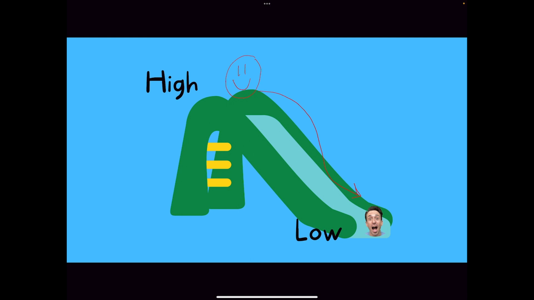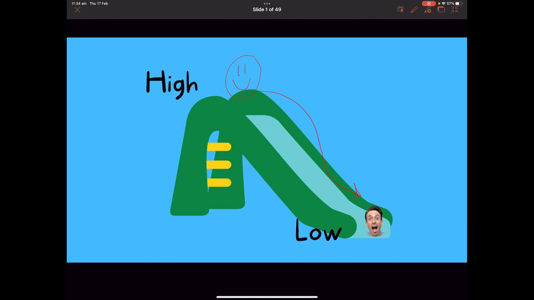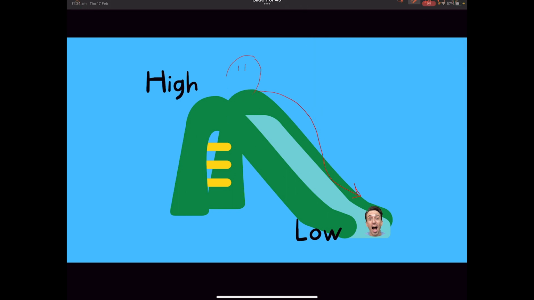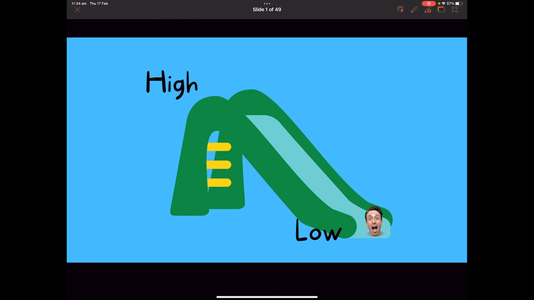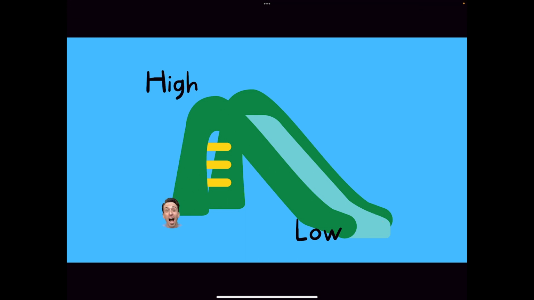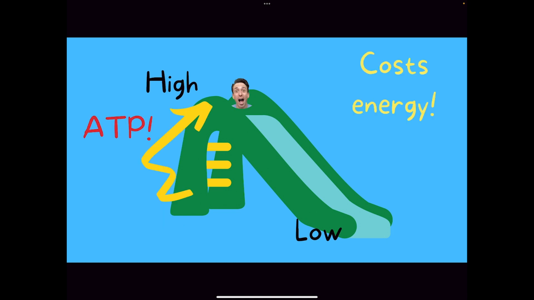No energy. But what we're referring to here is sometimes a substance wants to go from its low level of concentration to its high level of concentration. And if this is the case, the question is, how does it work? Firstly, if we use the analogy of the slide, they need to go from low to high by climbing that ladder. Now, climbing the ladder costs energy. And the energy, biologically speaking, is something called ATP, which is adenosine triphosphate. So if you want to go from a low concentration to a high concentration, you must use ATP.